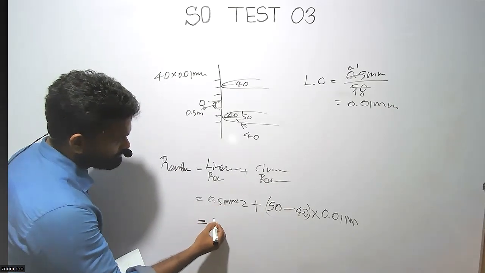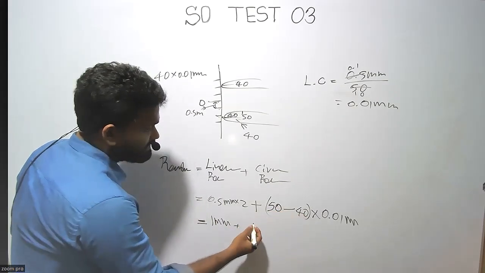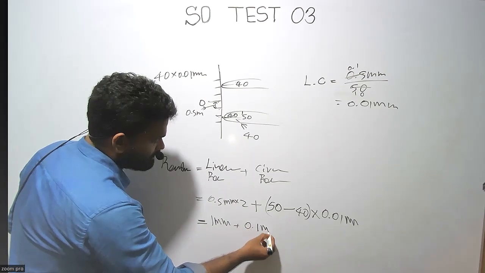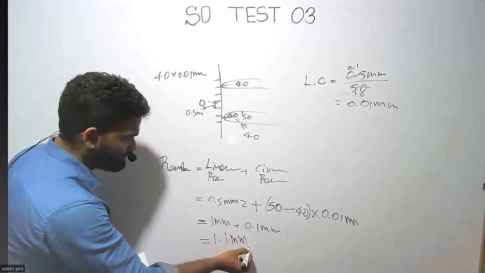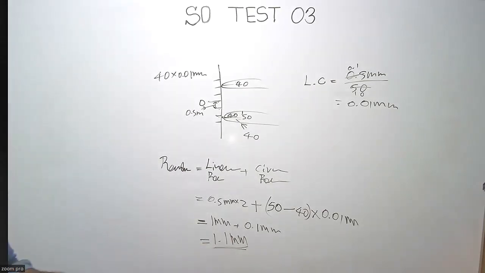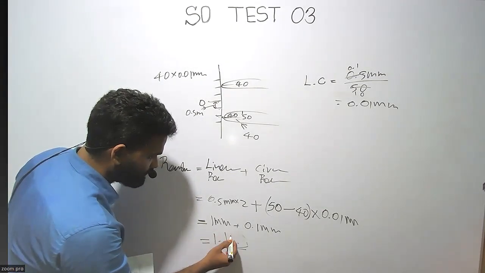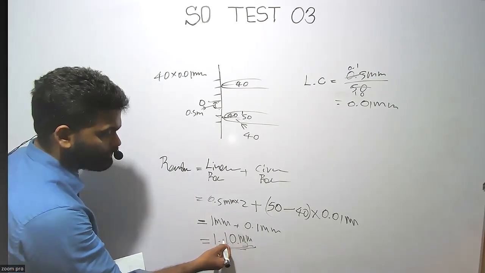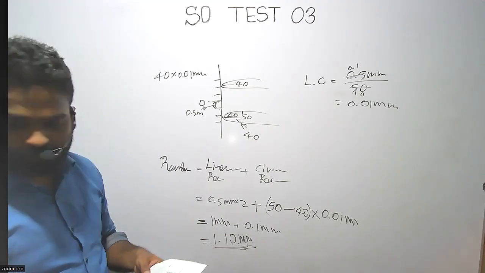So this is 1 millimeter here. 50 minus 40 is 10. 10 times this one, 0.1 millimeter. So what's the value? 1.1 millimeter, right? Actually, to be more accurate, it has a further decimal point for the accuracy. So it should be 1.10 millimeters. Okay, so the answer should be the first one there.